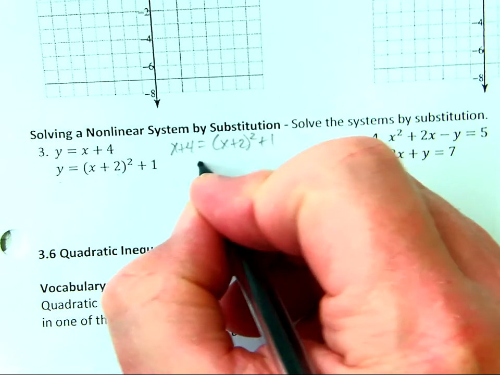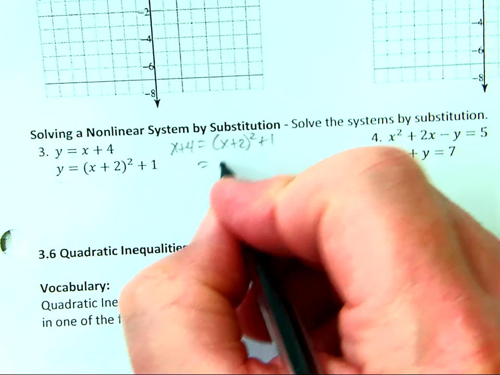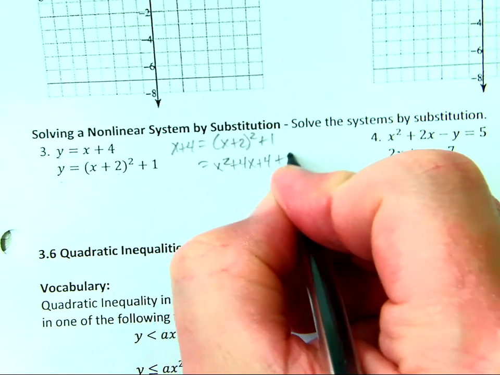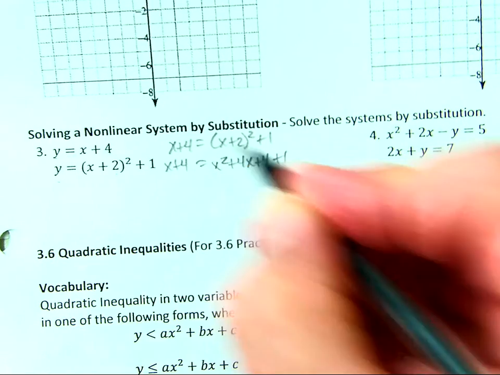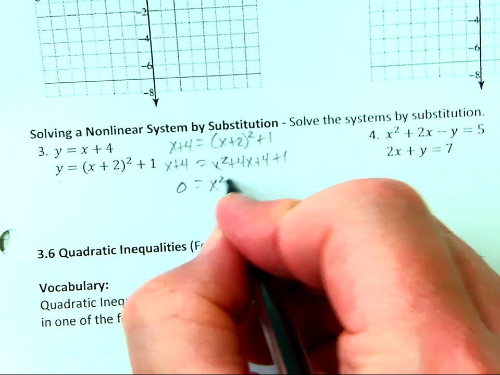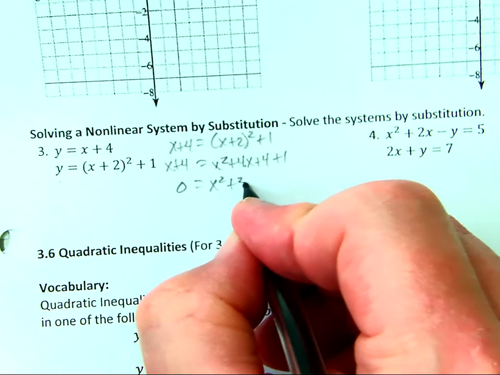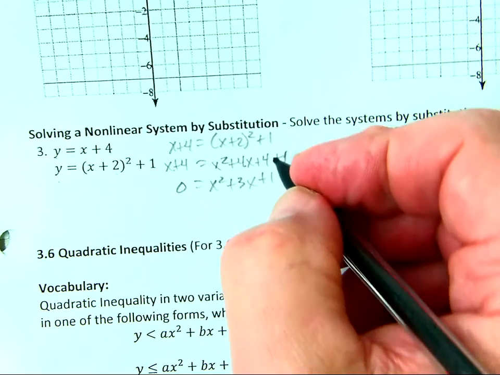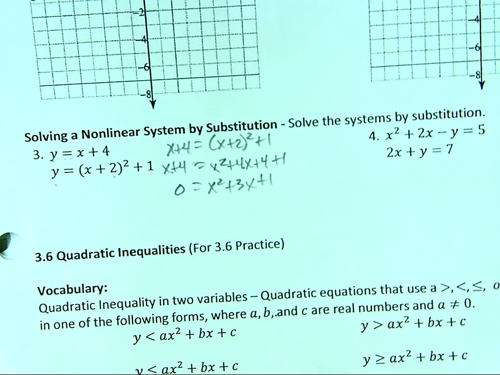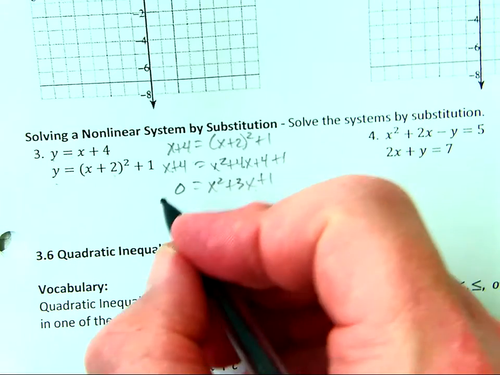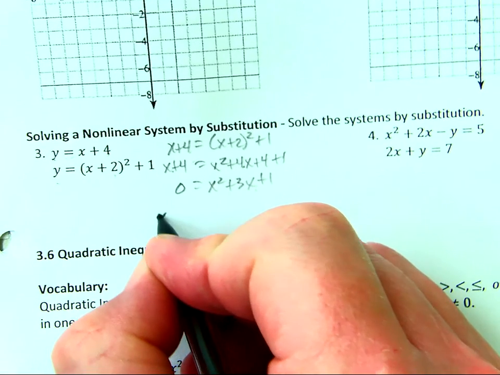So now, let's see, if I distribute that out, that's going to be x squared plus 4x plus 4 plus 1. Now we want to get it equal to 0, so I want to move both of those to the other side. So x squared, 4x minus x is 3x. This will be 5 minus 4 is plus 1. Now we have choices. If you look at this, this won't factor, so you might want to use the quadratic formula, which we just did in 3.4.